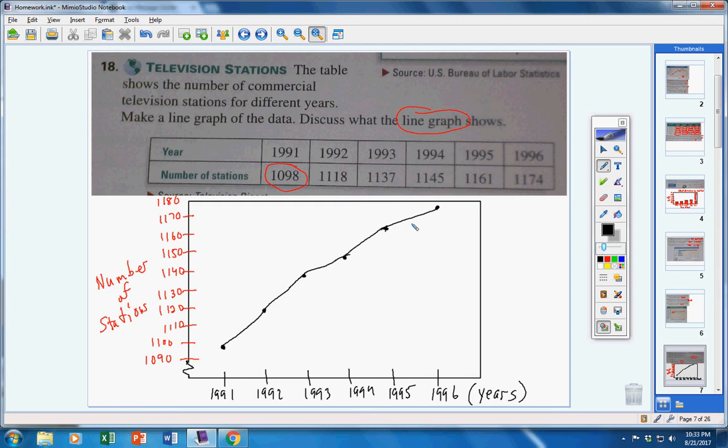Okay. Alright, that's it, guys. I think it's been a pretty simple homework assignment. But it's always important for us to study stuff like graphs and tables.